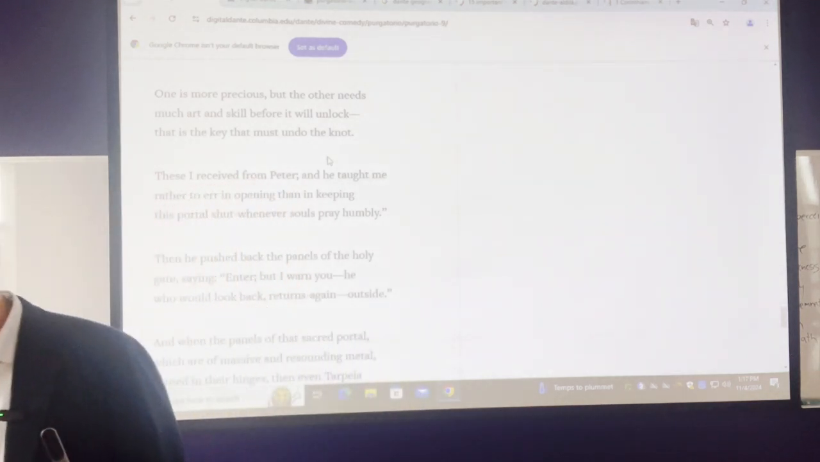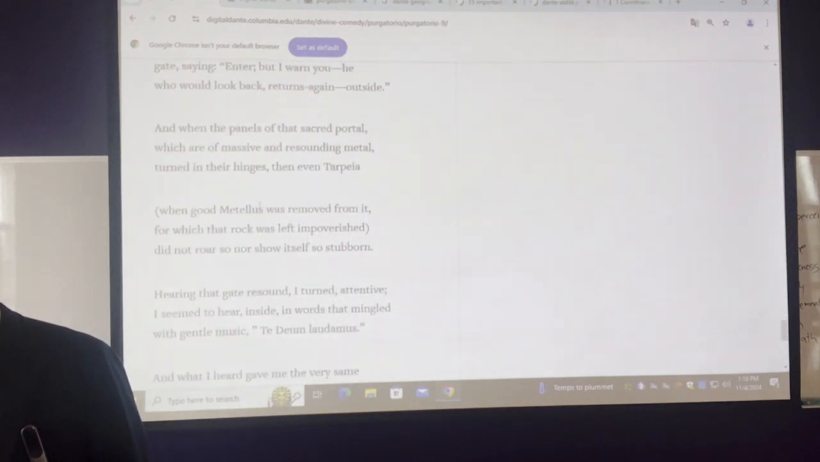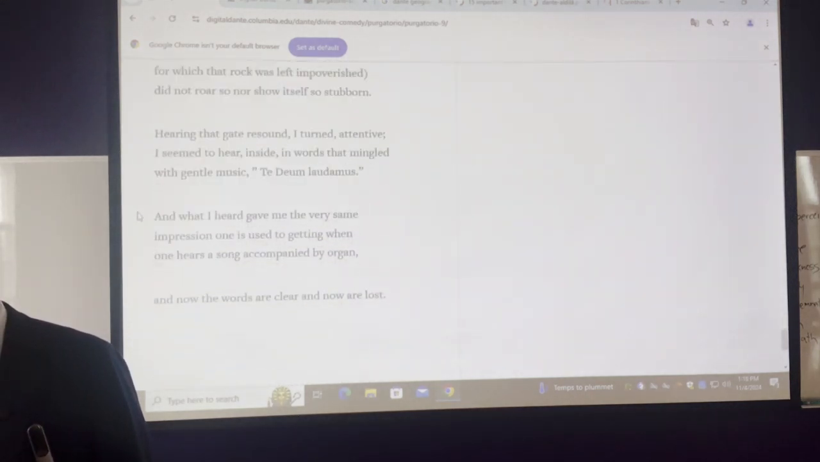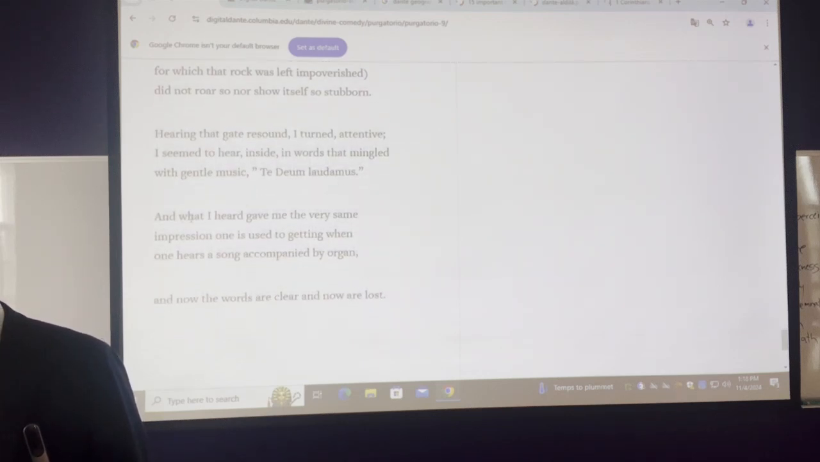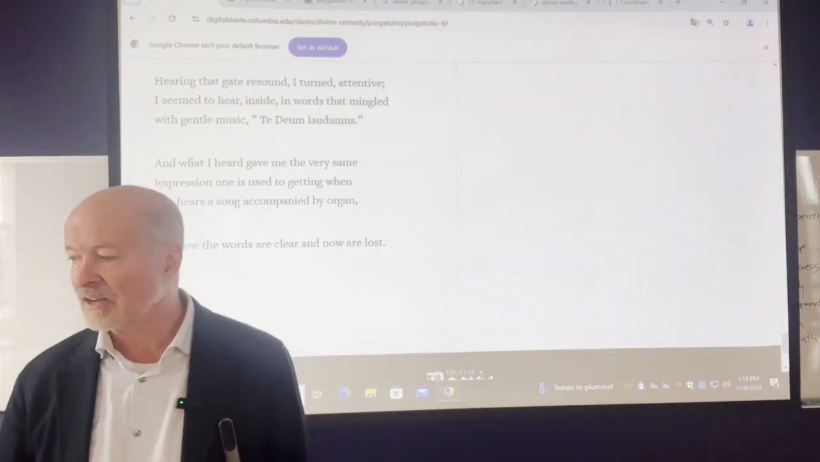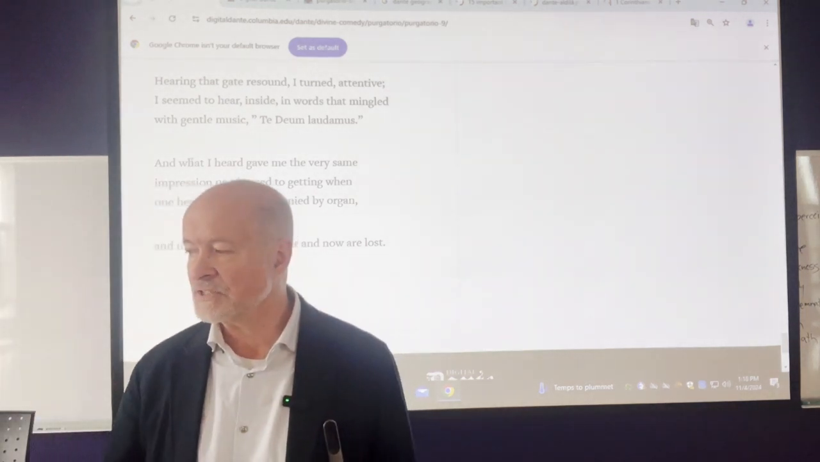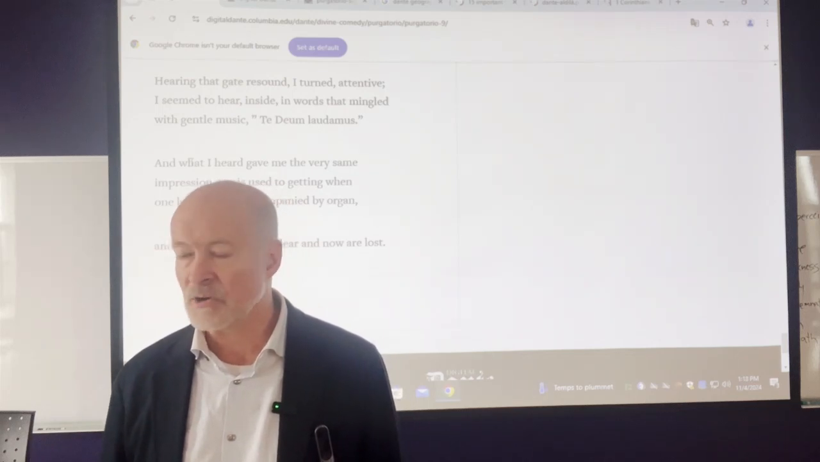And when the panels of that sacred portal, which are of massive and resounding metal, turned in their hinges, even Tarpeia, when good Metellus was removed from it, for which that rock was left impoverished, did not roar nor show itself so stubborn. Hearing that gate resound, I turned attentive. I seemed to hear inside, in words that mingled with gentle music, Te Deum Laudamus.